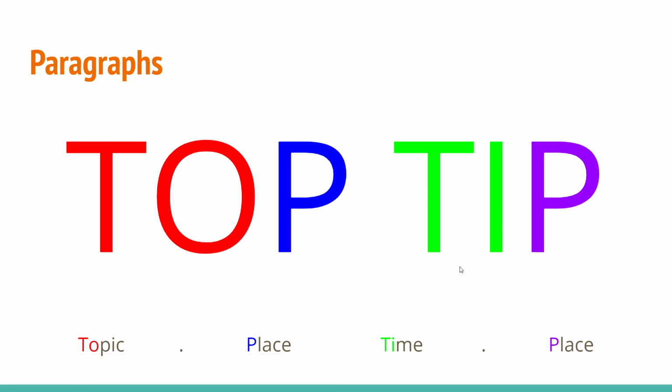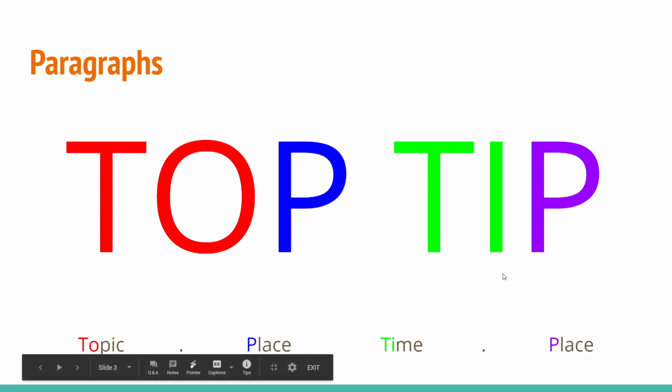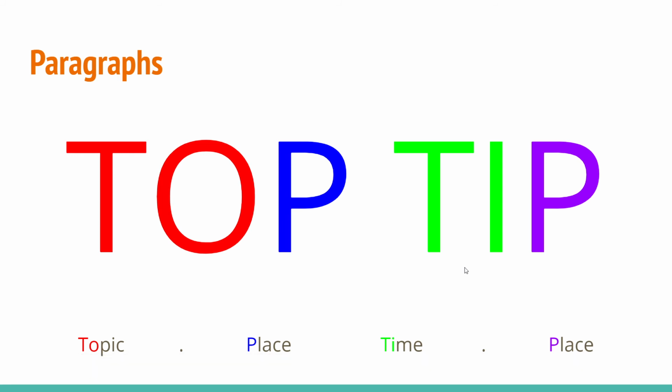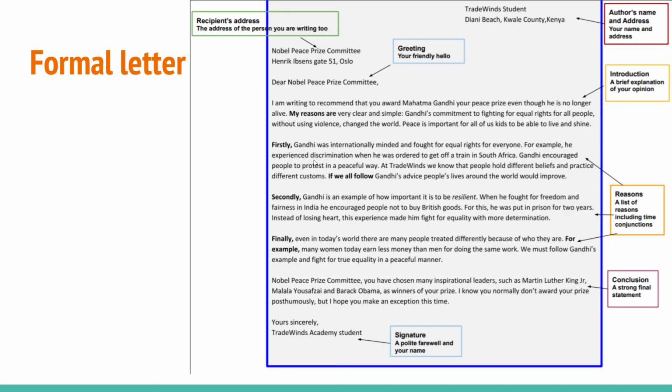This is something we've done before. Top tip for paragraphs. That means that every time you have a new topic, you change to a new place, time, or person. Sorry, I've put place twice. Person. You will be changing your paragraph. In this case, it's very easy because you have fronted adverbials to tell you when you're changing topic. So it'd be a very easy chance for you to get your paragraphs done correctly.